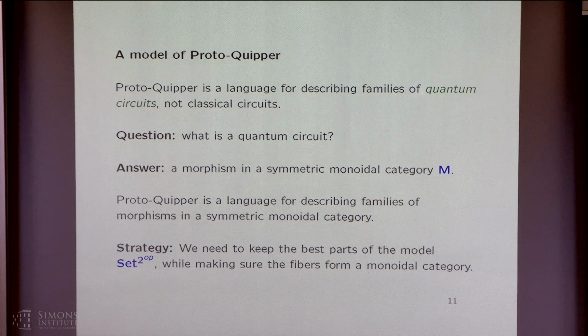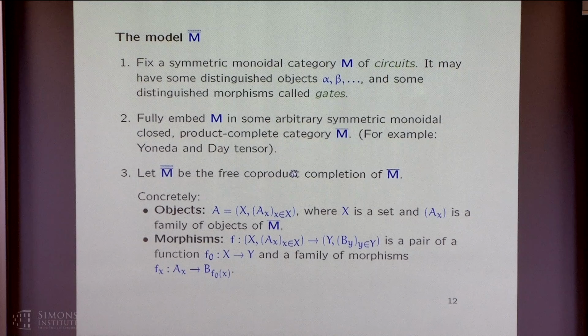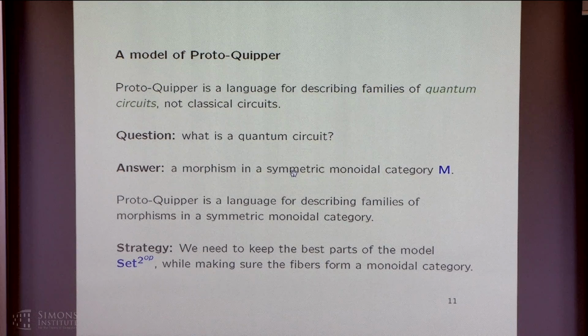so we need to keep the best parts of this model that I just described, but we need to make it work with a monoidal category rather than set. Okay, so how do you do that? Turns out this category set to the 2-up has many properties, some of which I already discussed. What is the property that we need to generalize now? It turns out the viewpoint is something a bit surprising.